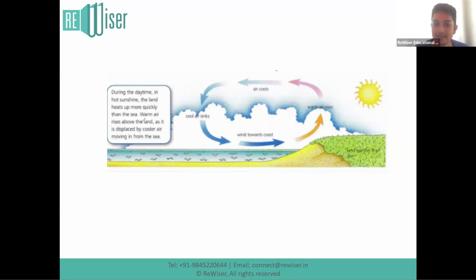So warm air will rise above the land and it is displaced by cooler air moving in from the sea. The air near the land is much warmer, and warmer air will rise up and go towards the sea. The cooler air from the sea will take the place of the warmer air. This is the cooler air. And again, as warm air flows towards the sea, it becomes cool. Again, cooler air will sink and then again go towards this. This is what causes a sea breeze.